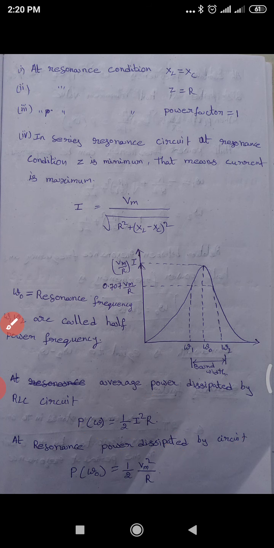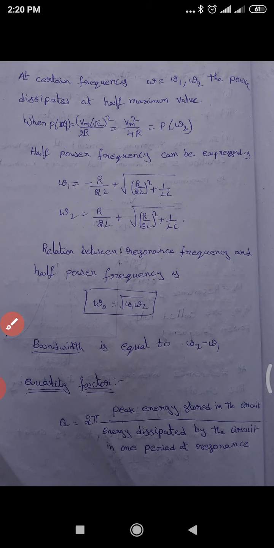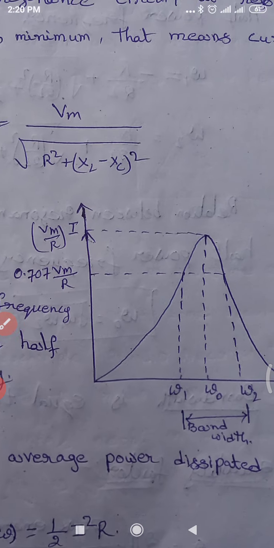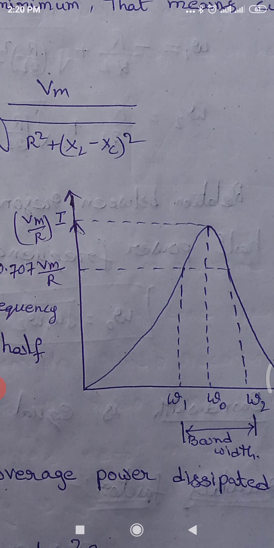Another power is at half power frequencies. What is the meaning of half power frequency? If you consider here, this is the RMS value. The points where the RMS current is touching, these two points are called the half power frequencies. That means the particular frequency at which the RMS current is present is called the half power frequency.